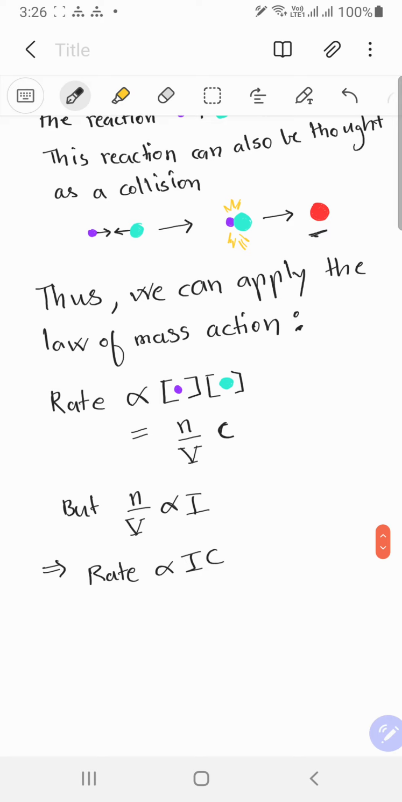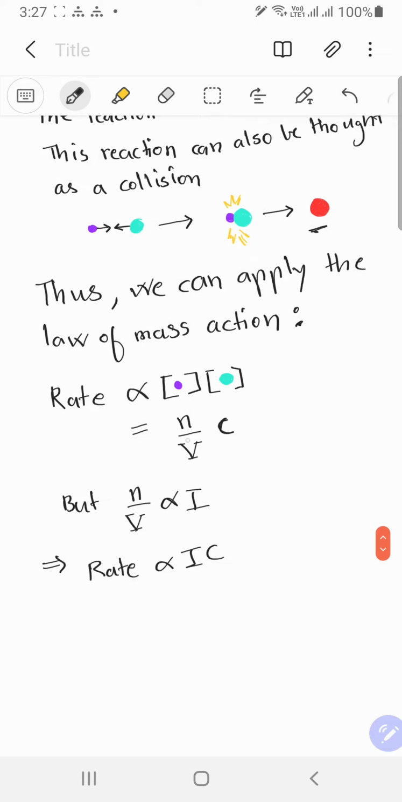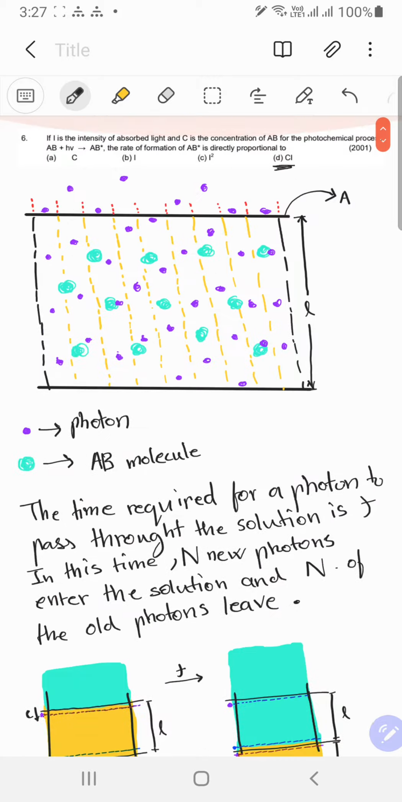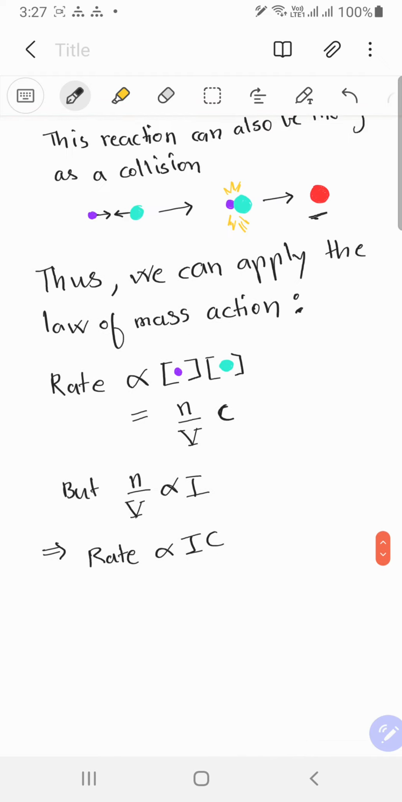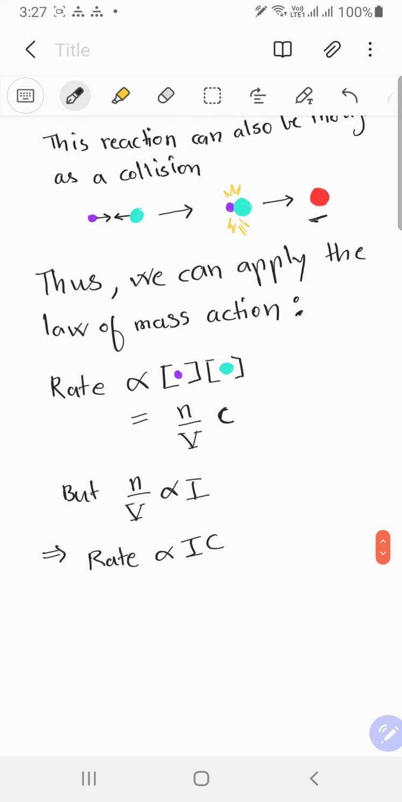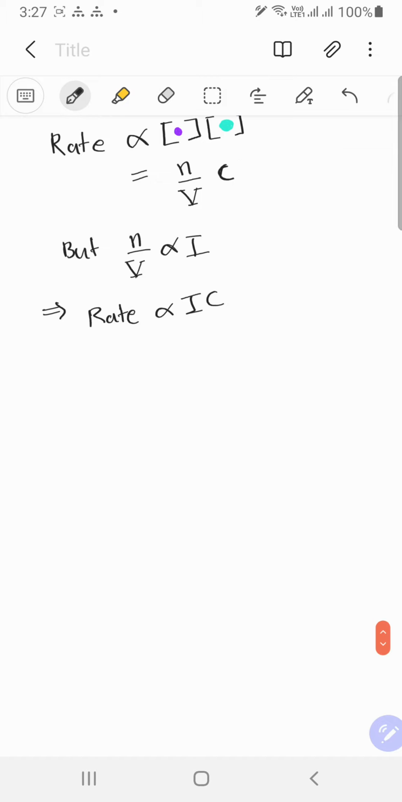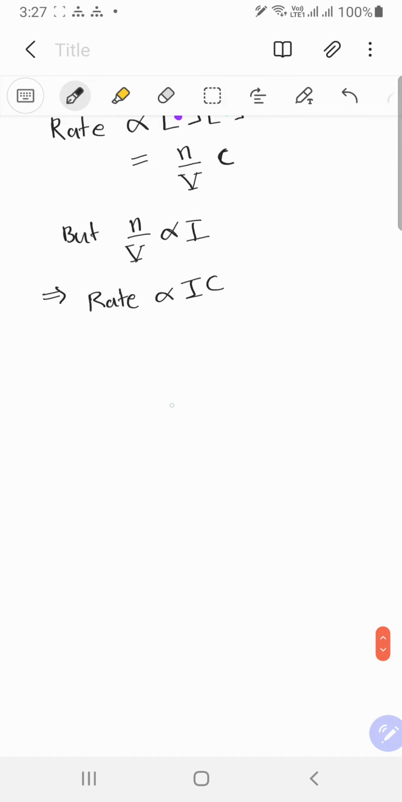So over here the concentration of this purple reactant, which is the photon, is going to be n upon V, and the concentration of this green reactant is C, that's given to us, right? The concentration of AB is C, and the concentration of the photons we just calculated to be n by V, which we now know is proportional to the intensity. So we can say that the rate is proportional to intensity times concentration. That's it. See you in the next video.